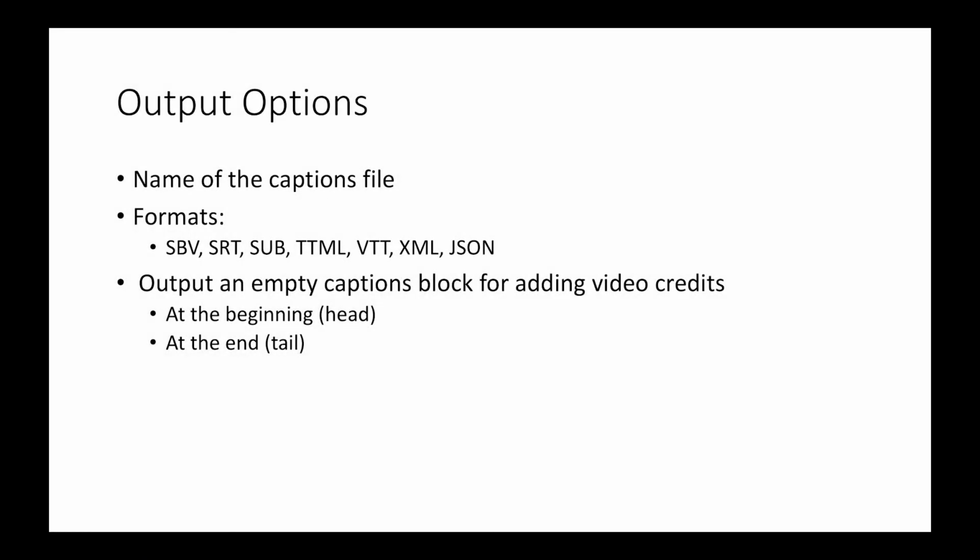Finally, once you have added the text file and the audio file and have set their respective parameters, you can provide a name and select the format for the captions file the aligner will export. The Aeneas Web App can export to SBV, SRT, SUB, TTML, VTT, and JSON. A user can also add an empty caption block at the beginning and end of the captions file. These empty caption blocks can later be edited with introductory information and/or credits as users see fit.